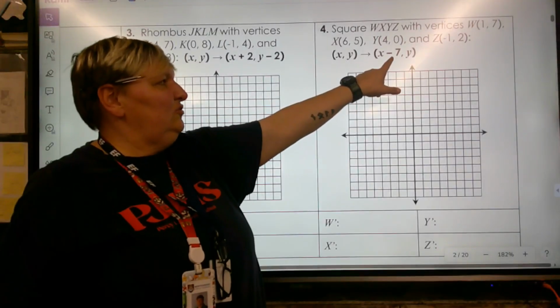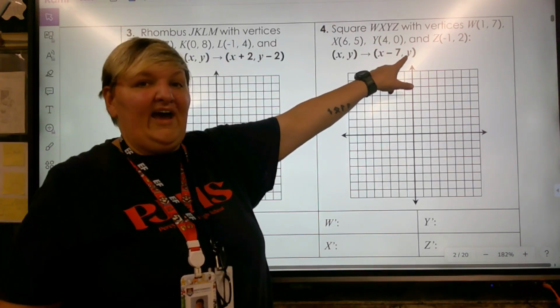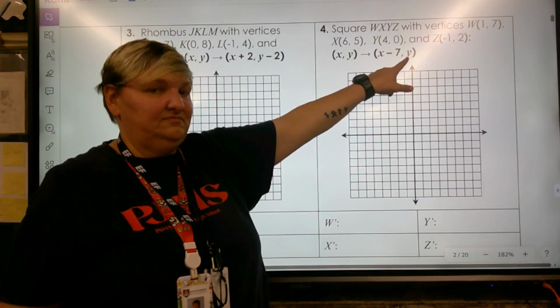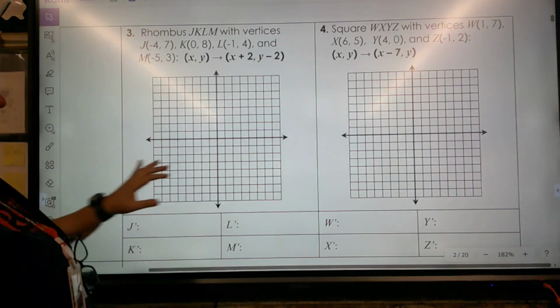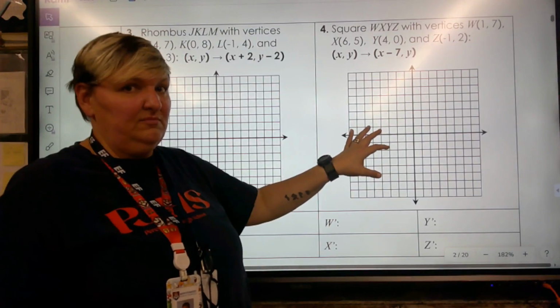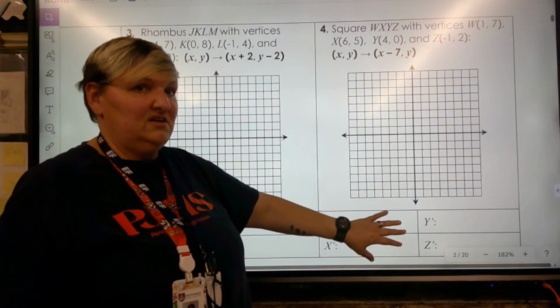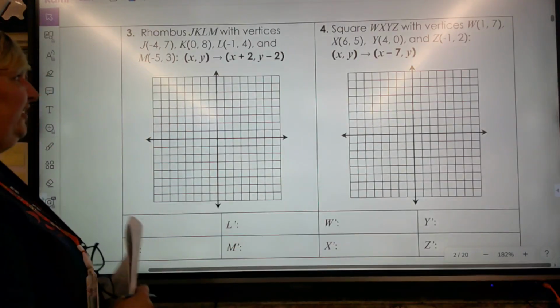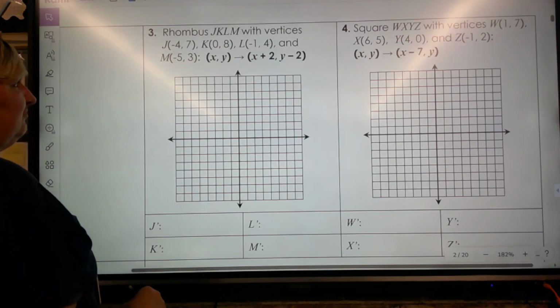Look at number 4. It's telling you on the x-axis to go left 7. On the y-axis, you're going to stay the same. Think about that. Is it going to be easier to draw them and figure out your coordinates, or is it going to be easier to figure out your coordinates and then draw them? Right? This time, let's draw our original.